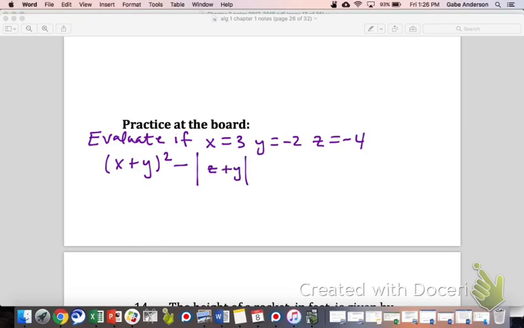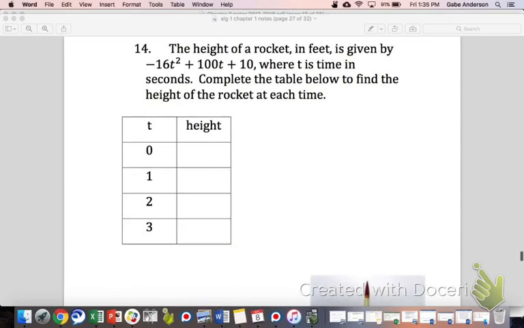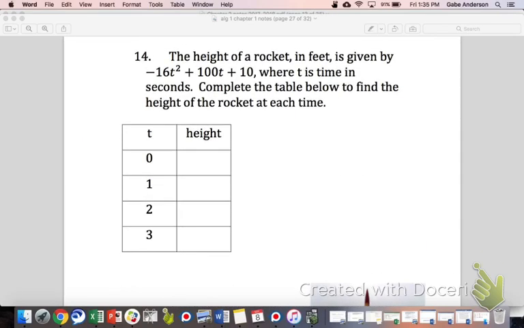Those are absolute value symbols there. All right, give it a shot. So it says the height of a rocket in feet is given by that expression right there, where T is time in seconds. Complete the table below to find the height of the rocket at each time. So I'll do the first one here with you.